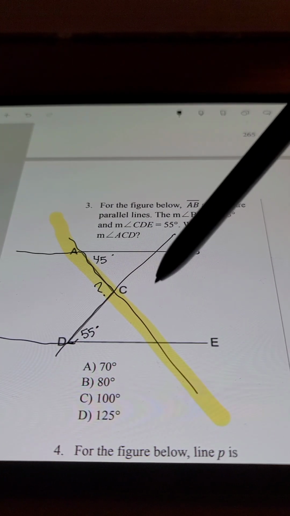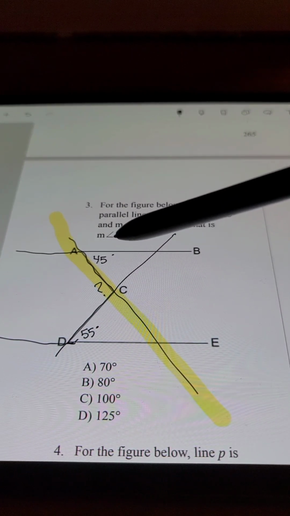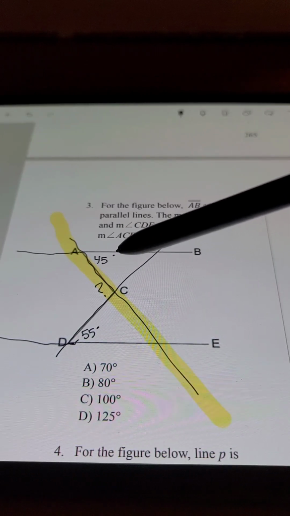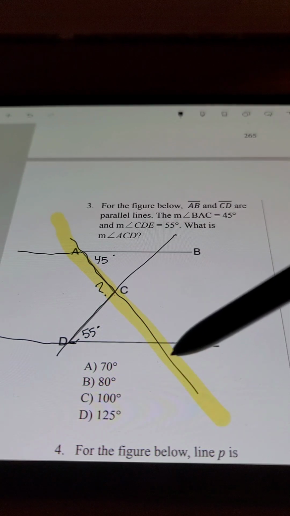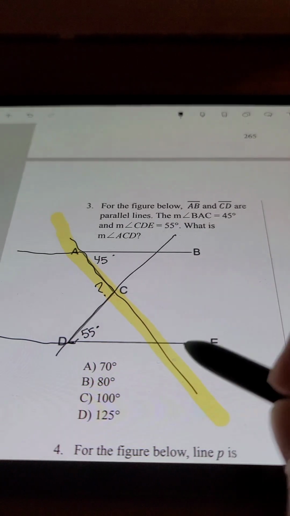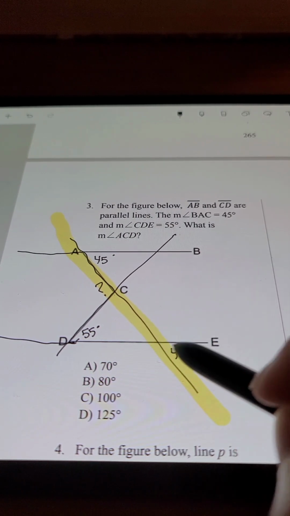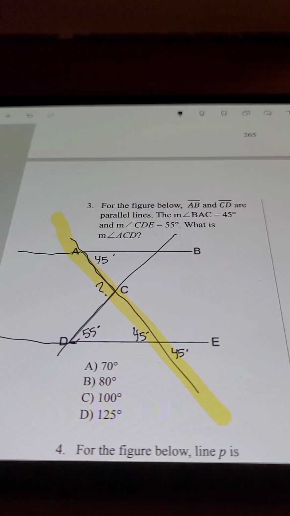So we're going to focus on this one. Now, if I'm focusing on this transversal, and I'm saying, okay, I'm going to look for corresponding angles. This 45-degree angle is bottom right. This angle is bottom right over here on its line. So they have to be equal. And then by vertical angles, this also equals 45.